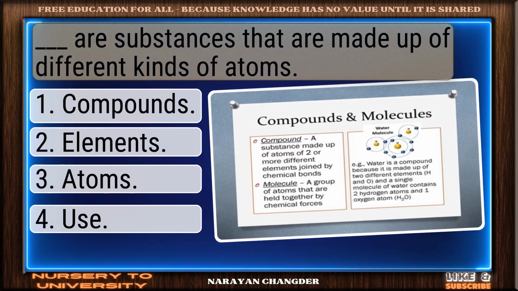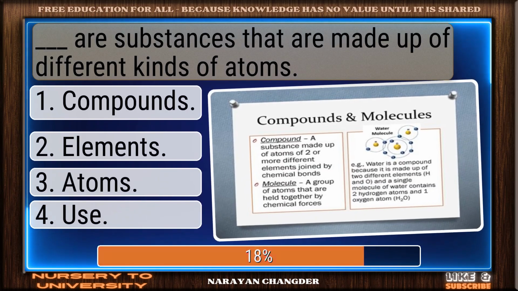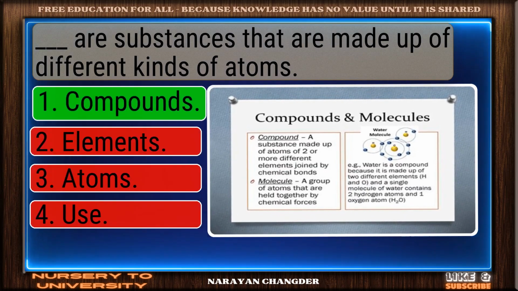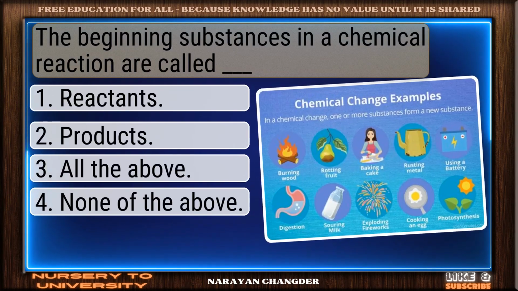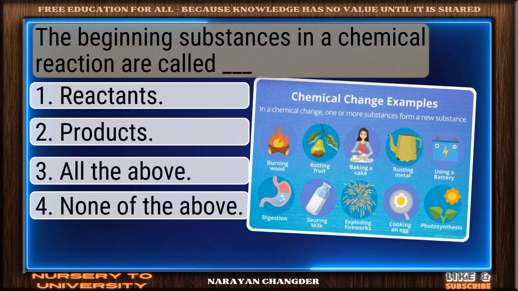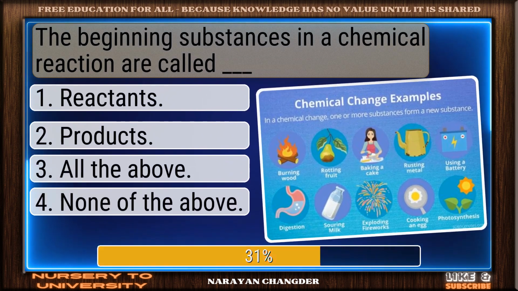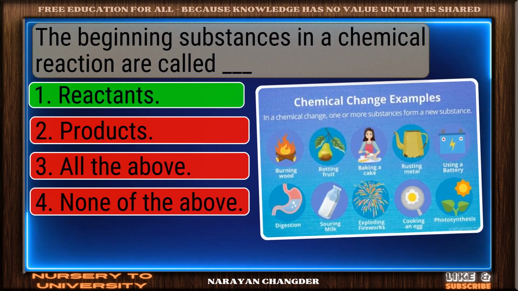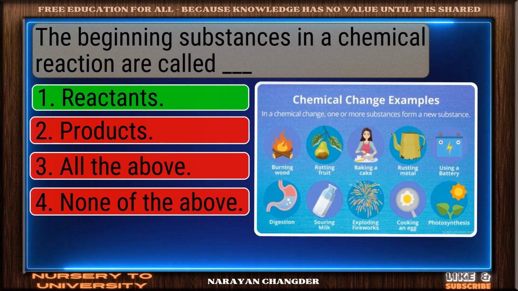Question number 80. Dash are substances that are made up of different kinds of atoms. Correct. Compounds is the right answer. Question number 81. The beginning substances in a chemical reaction are called dash. On track. Reactants is the correct answer.